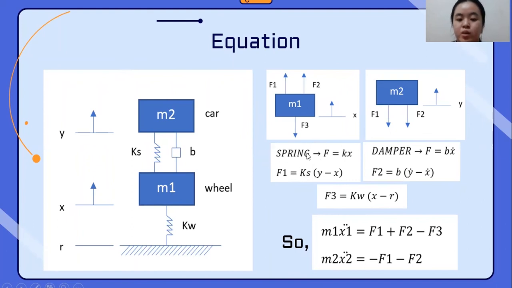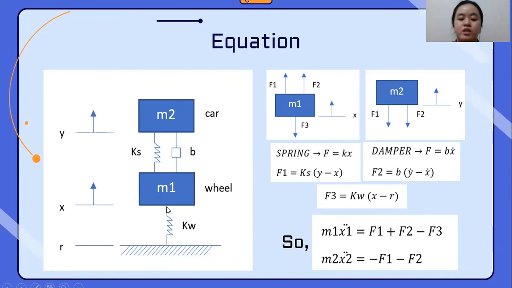We use the spring equation F equal to Kx, and the conclusion is F1 equal to K(y minus x). And for M2, we use the damper equation, that is F equal to B x dot. So the conclusion is F2 equal to B(y dot minus x dot). And F3 equal to Kw(x minus r).